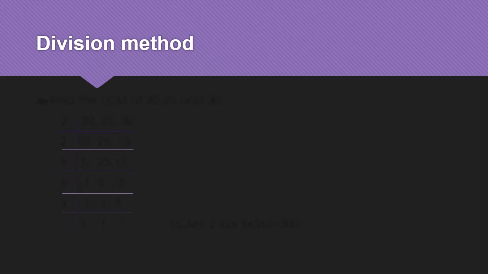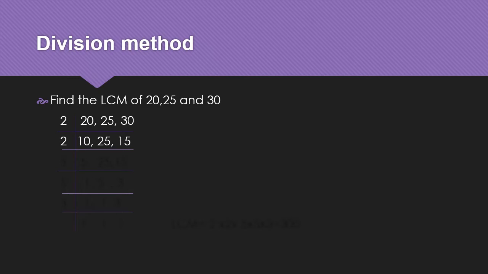The second method for finding the LCM of numbers is the division method. Find the LCM of 20, 25 and 30. First we write the numbers separated by commas in a row. In the divisor's place, write the smallest prime number, that is 2. Now divide the numbers which are divisible by 2 and write the answer in the next row. The numbers which are not divisible by 2 are written as they are in the next row.